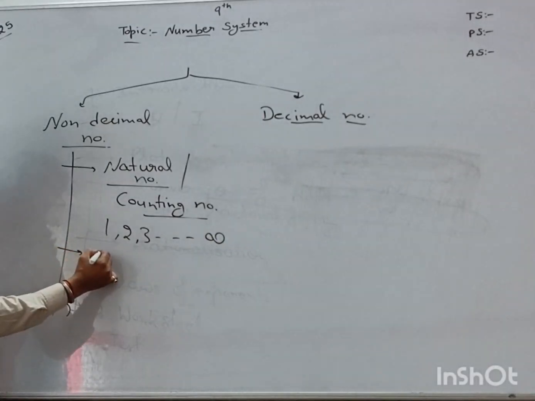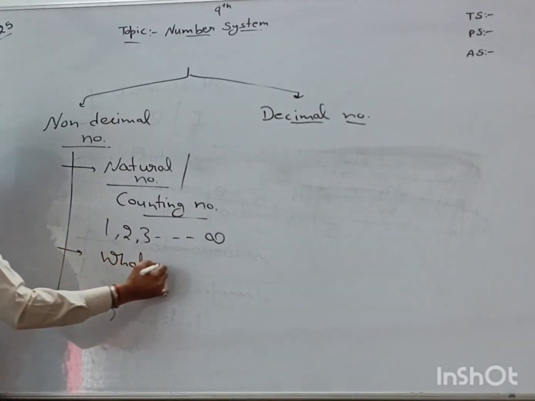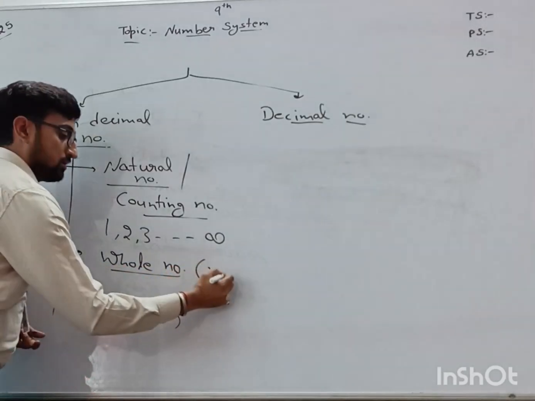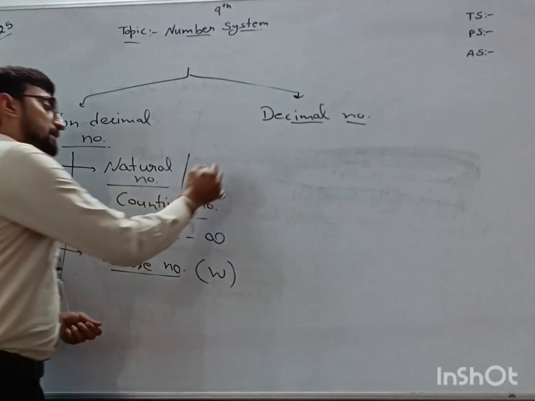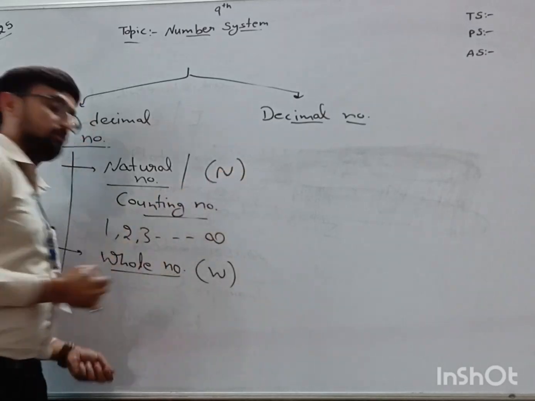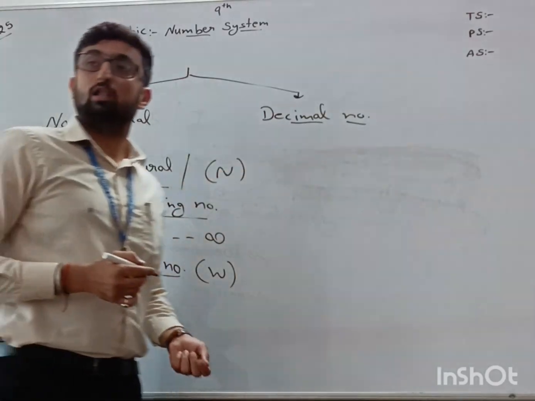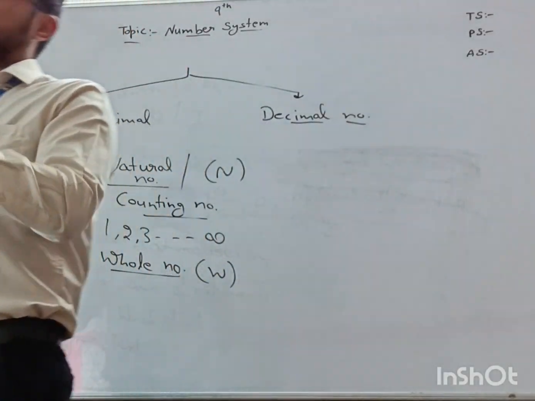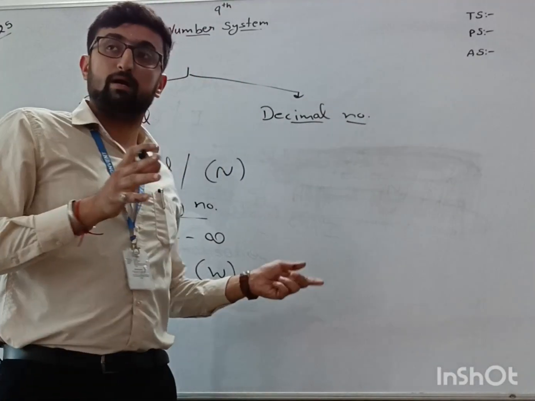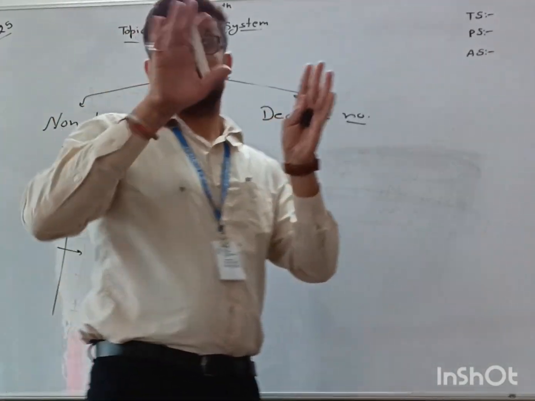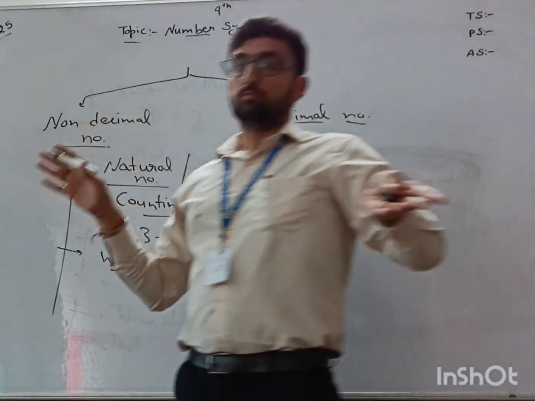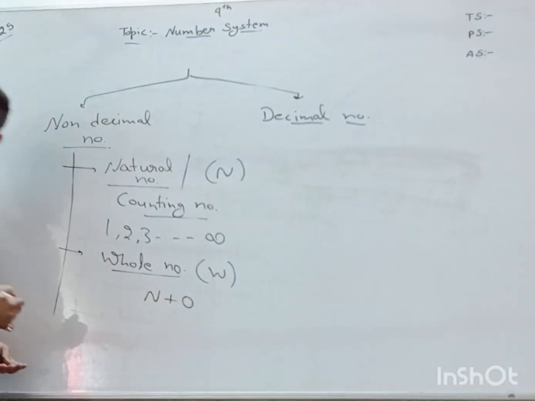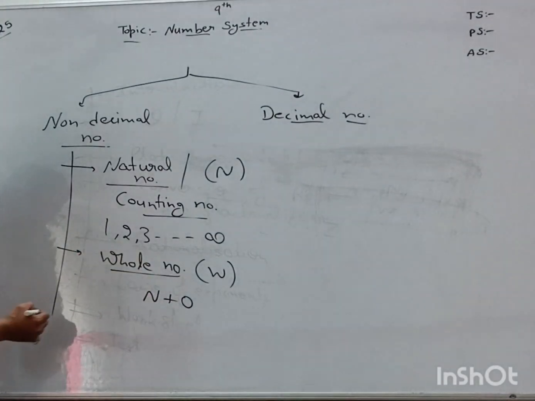After this we have whole number denoted by capital W. Natural number are denoted by capital N. Now what are whole numbers? So whole numbers start from 0 and then 1, 2, 3 goes up to infinity. So we can summarize this whole number as whole numbers are natural numbers containing 0. So these are whole numbers.